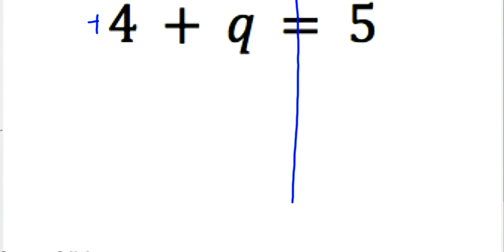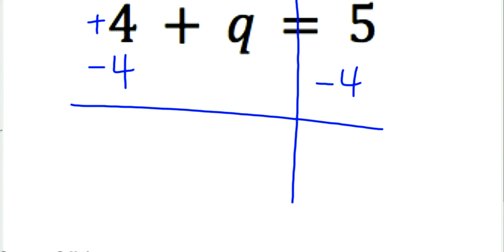So if I have a positive 4, I'm going to write a negative 4 below it, or I'm essentially subtracting 4 from both sides. So a positive 4 and a negative 4 equals 0, so I'm left with Q on the left-hand side. And a positive 5 fighting a negative 4 is going to leave me a positive 1. So Q equals 1. This is when we have an equation.